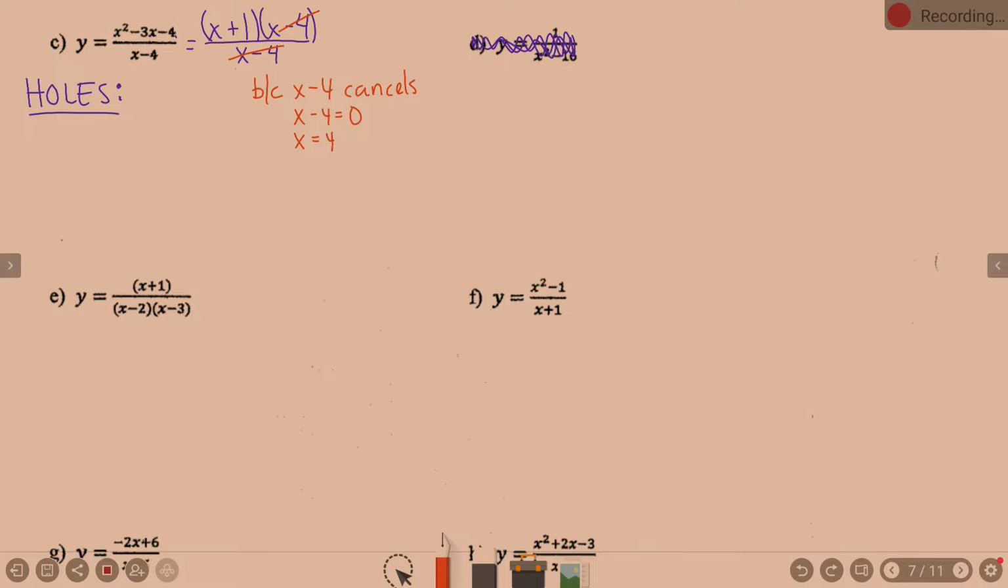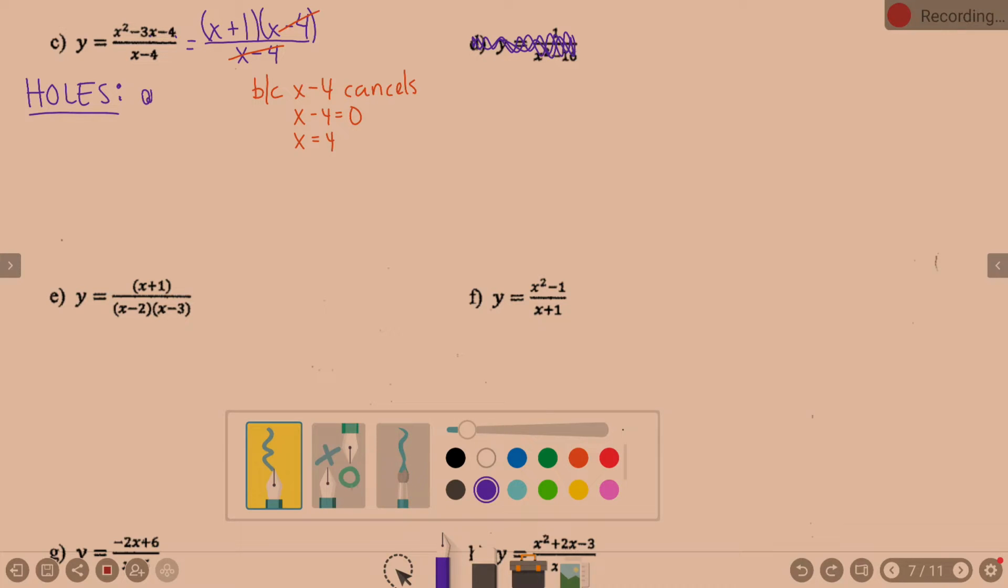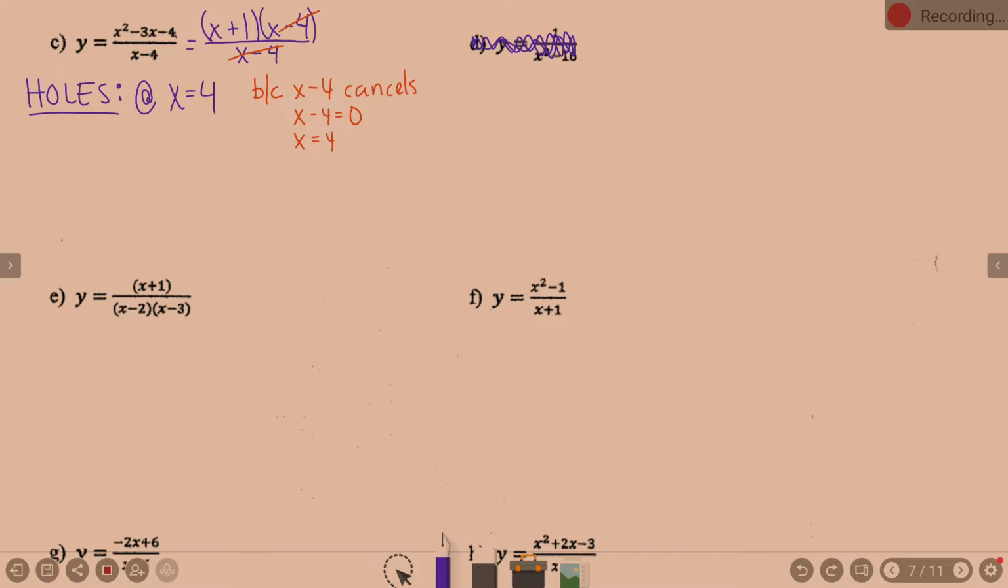So guess what? There is a hole at x equals 4. Is there a point of discontinuity here? Yes. What kind of point of discontinuity is a hole? Right, removable. So this is a point of discontinuity, and specifically it is a removable point of discontinuity because it is a hole.